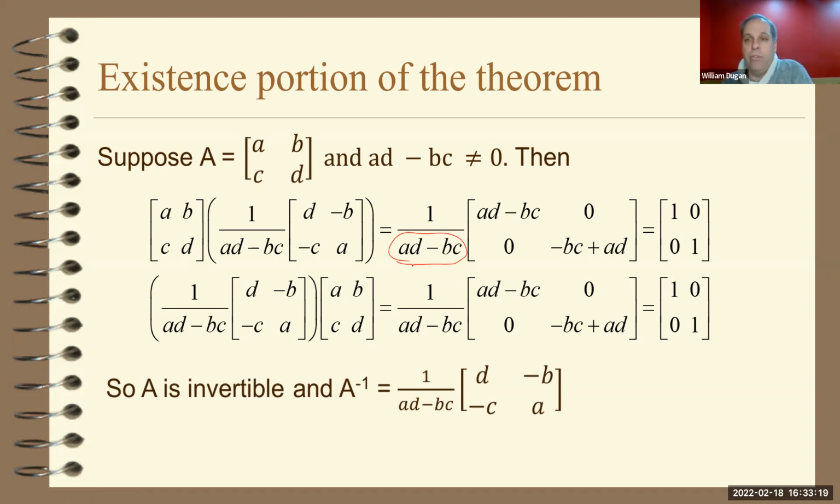Everything else then carries through. So yeah, if it's not 0, the matrix is invertible. And I even tell you what the inverse is. That's great. The much, much, much harder one, which is more interesting, is that if it is 0, then it does not have an inverse.